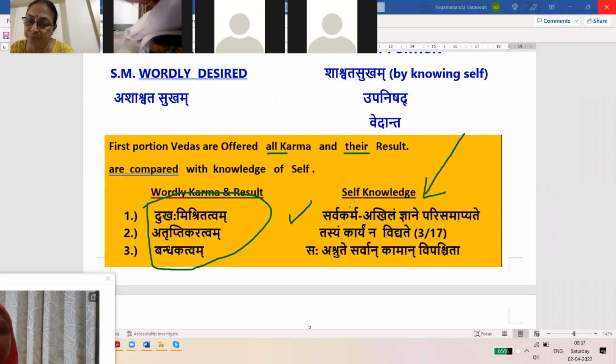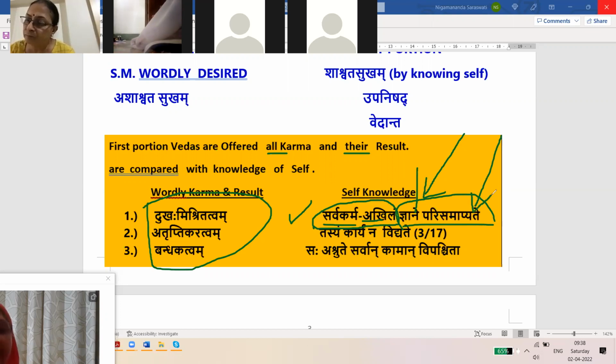So I have written, sarvam karma akhilam partha jnane parisamapyate. There is no need to do any karma. All karma will end when knowledge takes place. When knowledge comes, sarva karma akhilam, without any left out, parisamapyate. Then there is no inside pressure, that if I do this, I will get happiness. A person keeps on doing activity. It doesn't mean that after gaining knowledge, a person doesn't do anything.